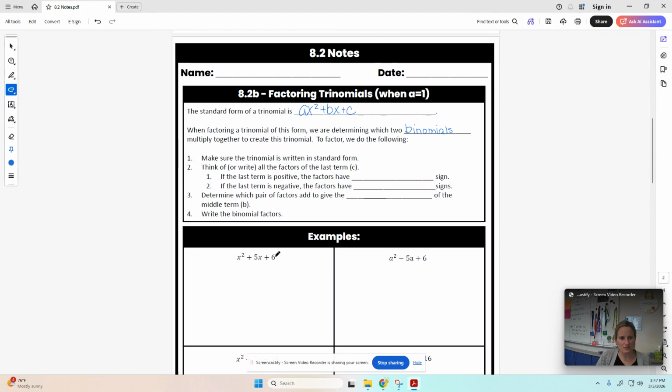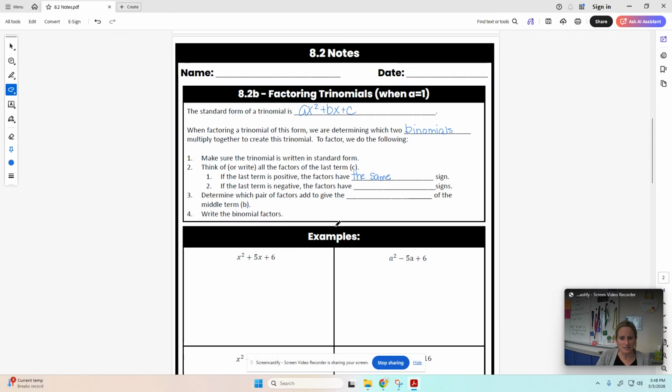So now let's talk about how we factor these trinomials. We need to think of, or even write out, all of the factors of that last term, this c term here. So what are all the numbers that I could multiply together to give me 6? One thing to consider when you're doing that is if this last term is positive, that means the two numbers that you multiplied together had to have the same sign. Whether they were both negative or both positive, we multiplied them and got a positive. So either both positive or both negative.